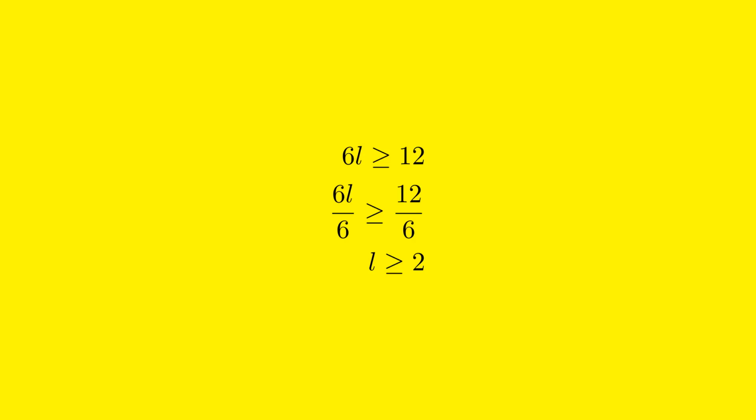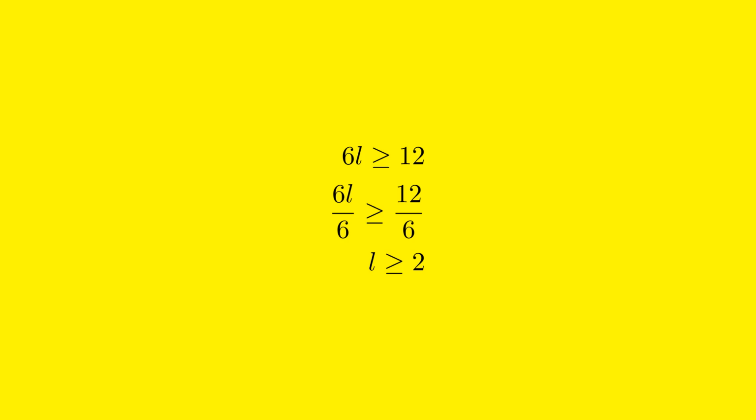Step 2. Now that we have the inequality 6l greater than or equal to 12, we need to isolate the variable L completely to solve for L. To do this, we need to get rid of the coefficient, which is 6 in front of L. The coefficient in this case is the number multiplying the variable L. To remove the coefficient, we divide both sides of the inequality by 6.